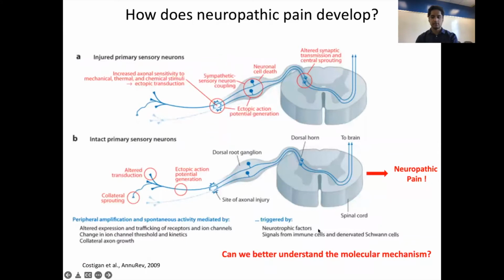This diagram shows how neuropathic pain is developed following nerve injury. After injury, the injured primary sensory neurons will have altered sensitivity to mechanical, thermal, and chemical stimuli. This will cause ectopic action potential generation throughout these nerves and finally lead to altered synaptic transmission. However, the uninjured primary sensory neurons also show this kind of ectopic action potential generation. This ectopic transduction is mediated by many changes in both the peripheral and central nervous systems. These changes can be triggered by neurotrophic factors and other chemicals released by surrounding Schwann cells and immune cells following nerve injury.